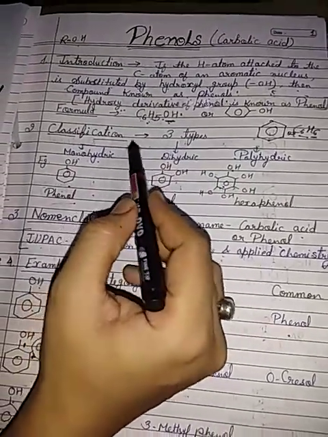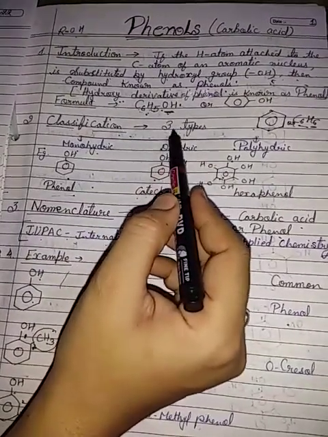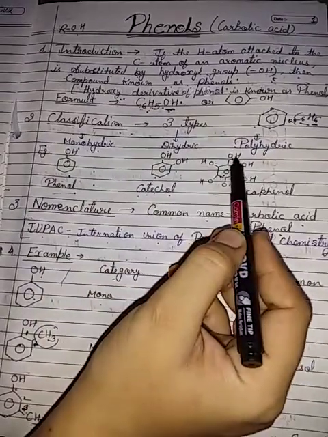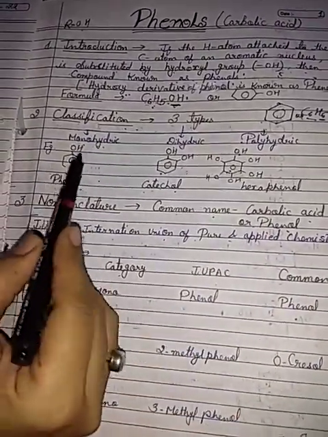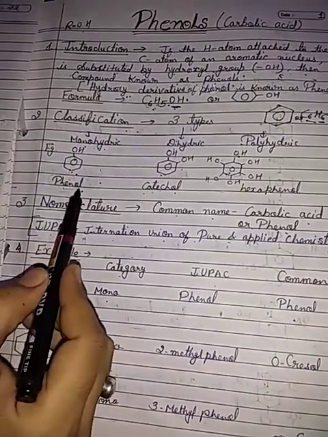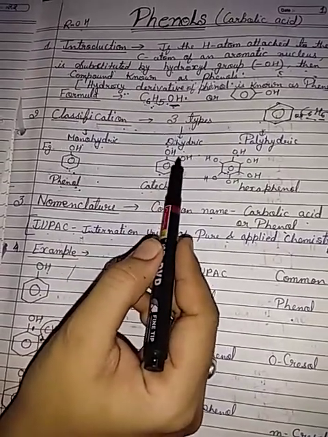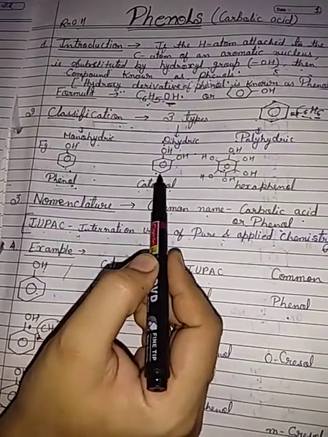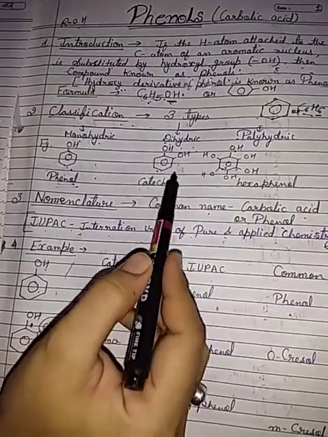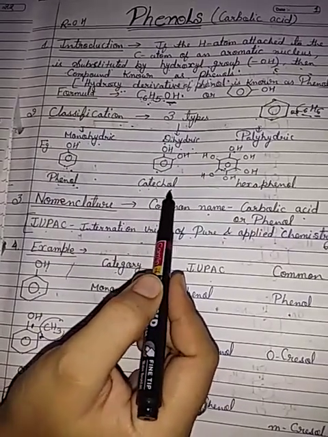Then classification. Phenols are divided into 3 types: monohydric, dihydric and polyhydric. Monohydric means one OH group attached to benzene, so it is known as phenol. The second category is dihydric. Dihydric means 2 OH groups attached to benzene. This compound is important, and in general its name is catechol.